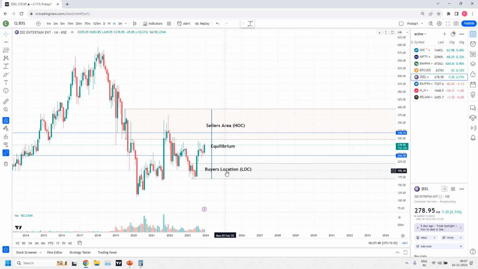If you want to buy, which area is good? Either buyer's area or equilibrium. If you want to sell, which area is good? Either seller's area or equilibrium. So in one of these areas you have to plan your buying or selling related trades. Can you plan your selling trade inside the buyer's area? Similarly, can you plan your buying trade inside the seller's area?